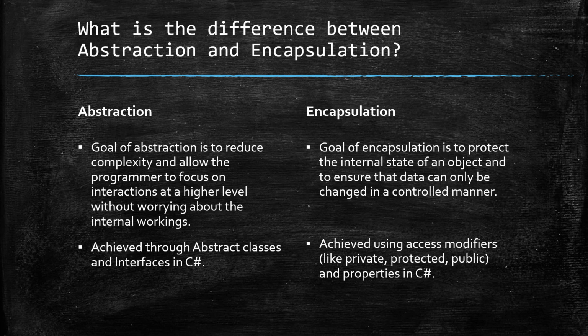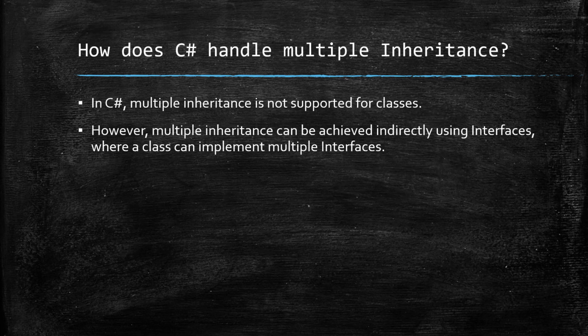How does C# handle multiple inheritance? In C#, multiple inheritance is not supported for classes. However, multiple inheritance can be achieved indirectly using interfaces, where a class can implement multiple interfaces.